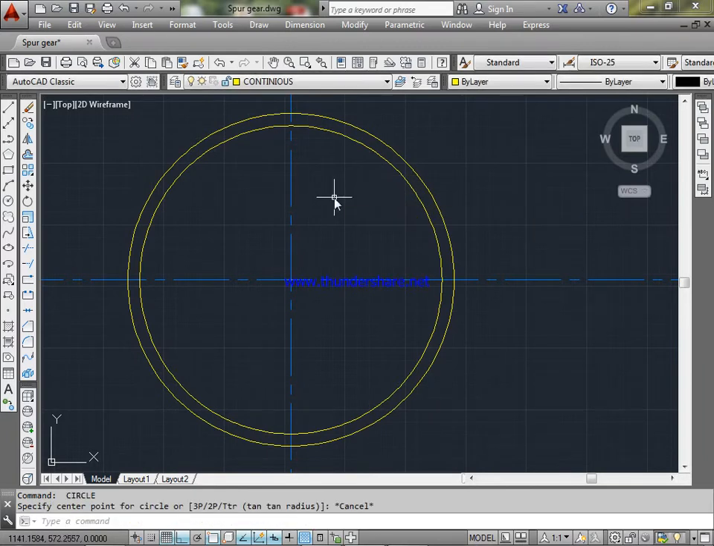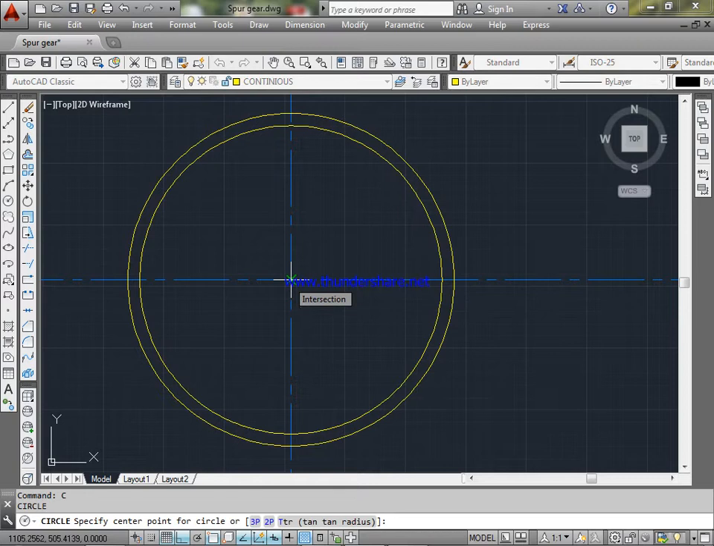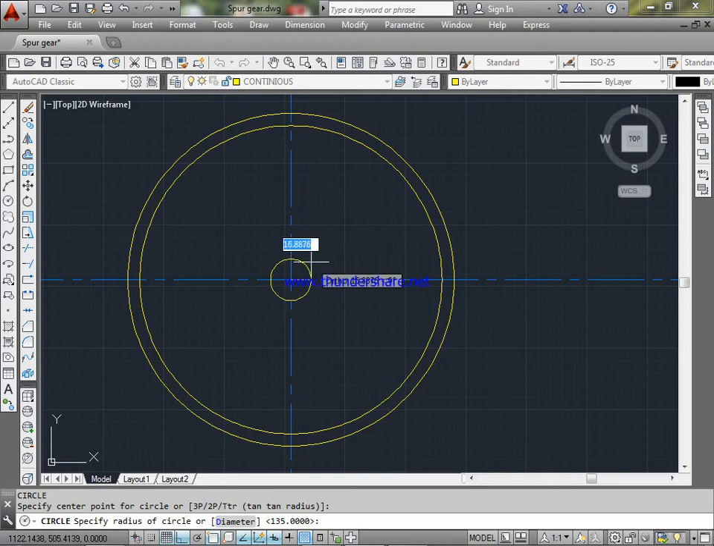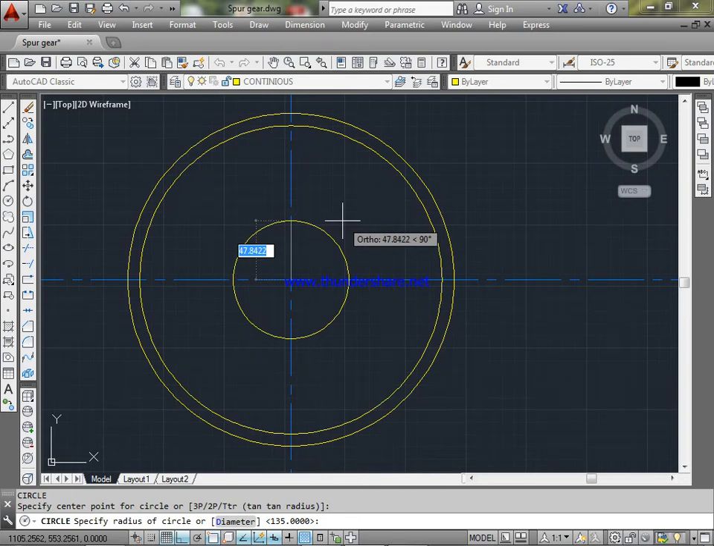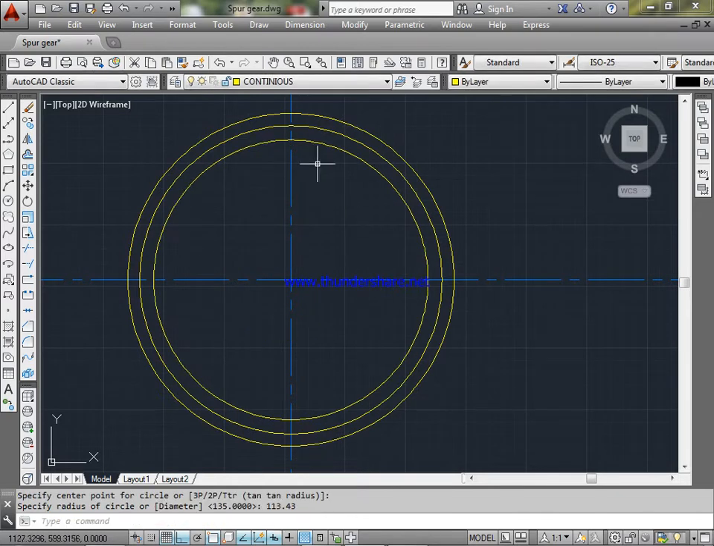Then draw the dedendum circle. In this problem, the measurement of the dedendum circle diameter is 226.86 millimeter. So from this point, taking it as a center and taking radius 113.43 millimeter, here is the dedendum circle.